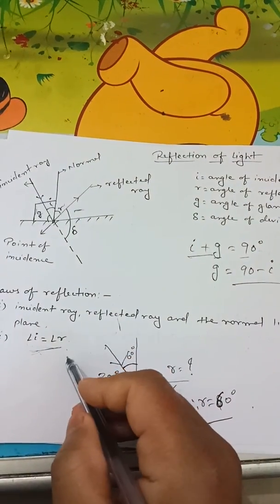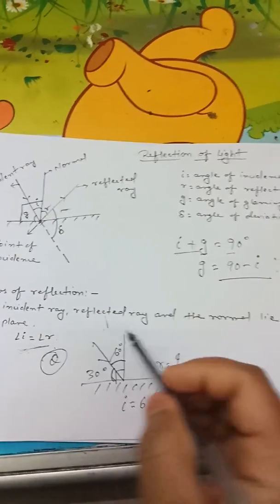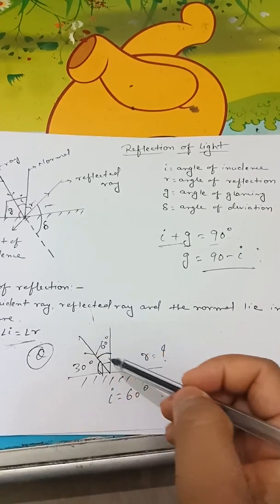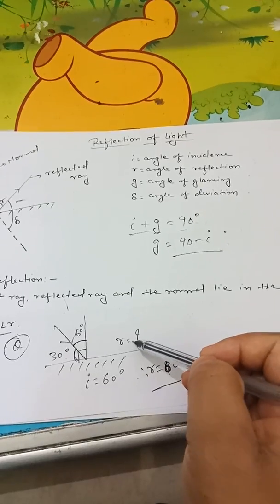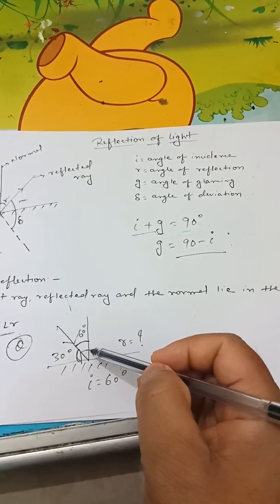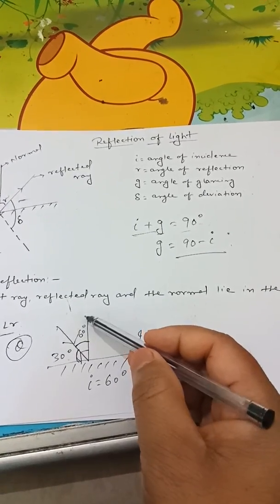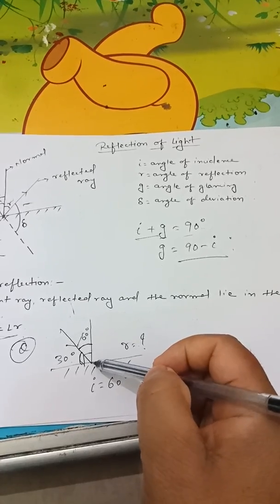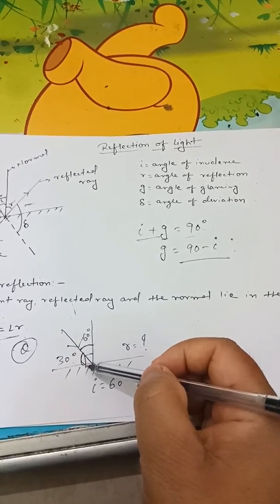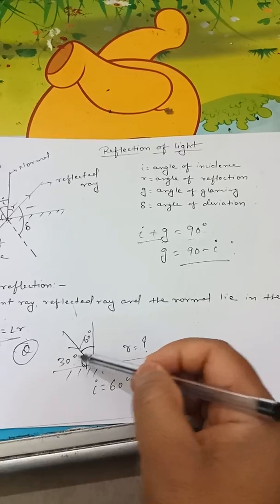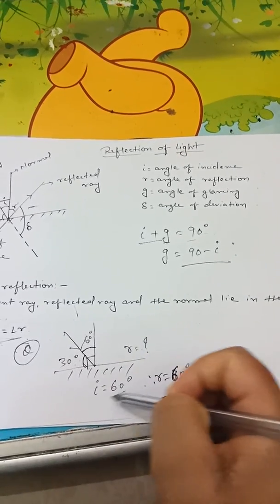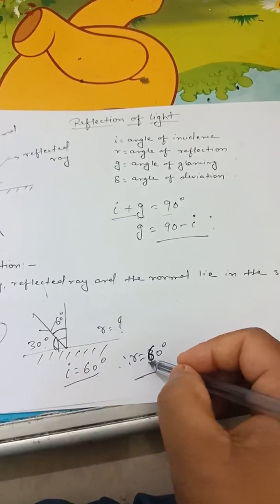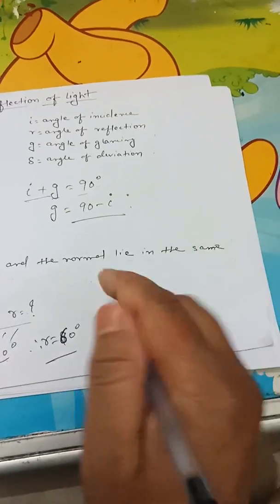There are few questions which are asked very frequently, and that is, when a ray falls on a mirror by making an angle of 30 degrees, find the angle of reflection. As we know, this normal which we have drawn at the point of incidence makes an angle of 90 degrees. This is 30, so this definitely becomes 90 minus 30, which is 60. So if I is 60, R will also be 60 degrees.